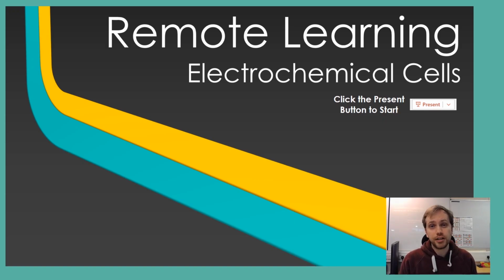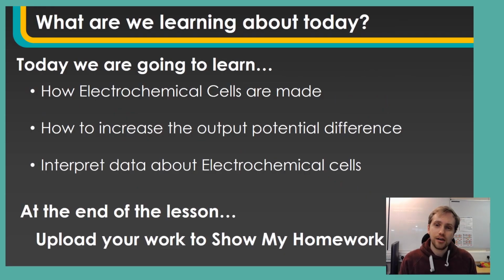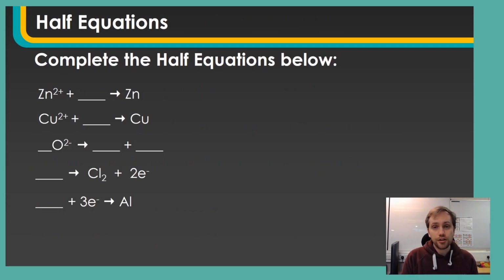In this video, we're going to be looking at electrochemical cells, specifically how electrochemical cells are made, how we can increase the output voltage from an electrochemical cell, and how to interpret data to work out voltages that they're going to induce. The first task that I want us to think about, though, is how to complete half equations, because this is going to become really important when we look at the details of how electrochemical cells work. So pause the video, have a go at the 5 questions on the screen, and then we'll go through answers shortly.